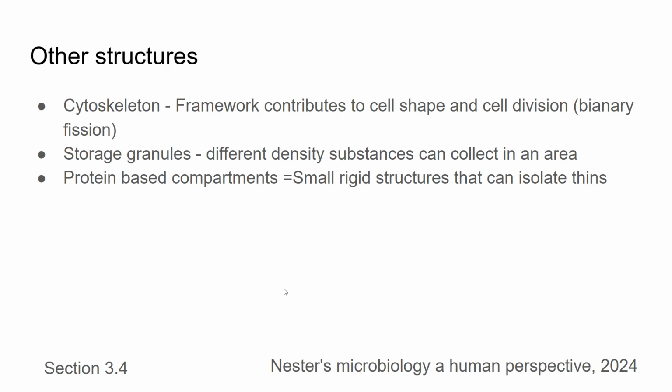Other structures found within cells are things like the cytoskeleton. This contributes a framework to the inside of a cell, and it can help with cell division. Remember, in bacteria, we call that binary fission because it creates two cells and it divides. Storage granules are going to be different density substances that just collect in one area. So imagine like a dust bunny collecting in the side of your room. That's similar to a storage granule.